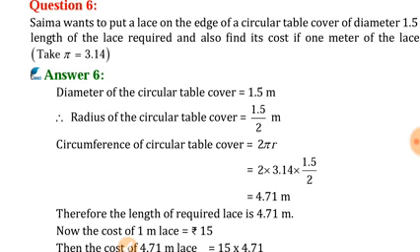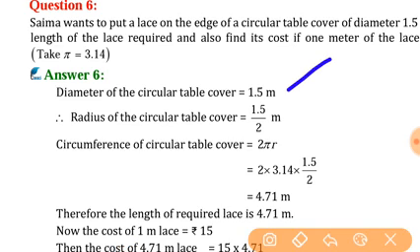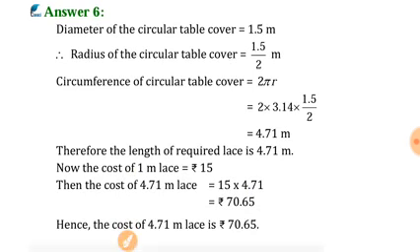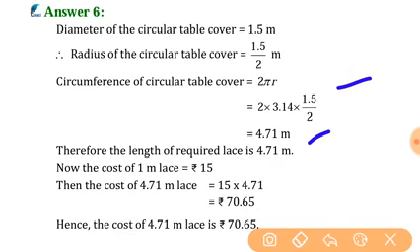Take pi as 3.14. The diameter of the circular table cover is 1.5 meter, and the radius is 1.5 by 2. So lacing on the edge of the circular table means it is the circumference, 2 pi r we have to find. Substituting, we get 4.71 meter. Therefore the length of the required lace is 4.71 meter.